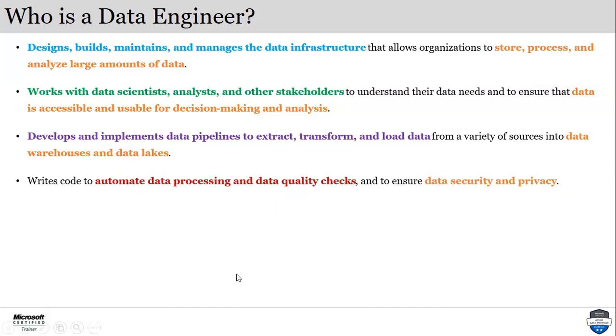Also, once he creates the pipeline, he makes sure that the data processing gets automated and the data quality checks are performed, because there might be some bad data, some inconsistent data. So you need to make sure the data quality is improved, and also that the data is secured. Suppose there is credit card information, which needs to be encrypted. There is some sensitive information which needs to be encrypted. So these are all the things he needs to make sure are added over there.